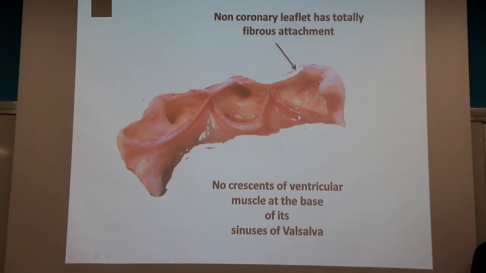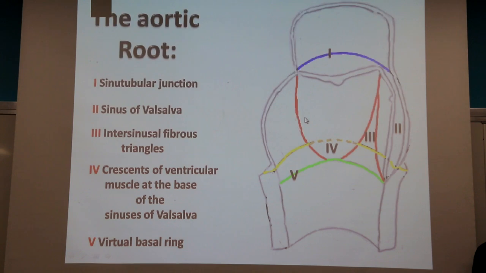At the base of the base of what? Of the sinus of Valsalva. So the aortic root is the sinutubular junction, the sinus of Valsalva, the triangles, the crescents, and the virtual basal ring. This is the aortic root, very simple, very easy.